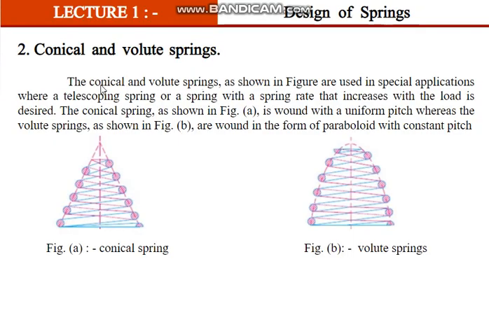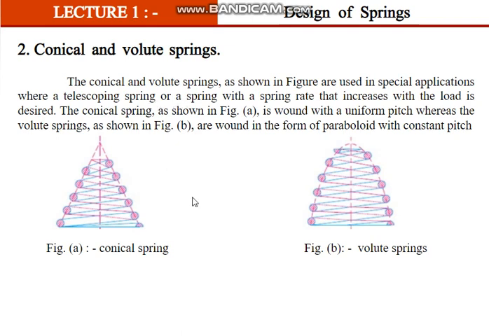The second type of springs are conical or volute springs. A conical spring will be like a cone like this. A volute spring will be like a parabola shape, paraboloid. Okay, they are called. The conical and volute springs, as shown in the figure, are used for special applications where a telescoping spring rate is needed.